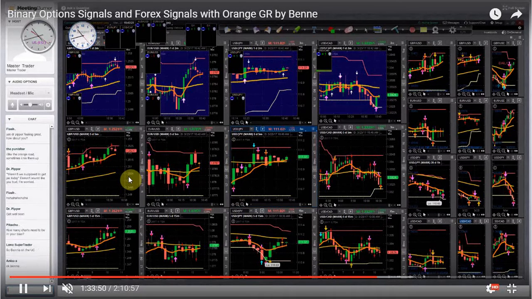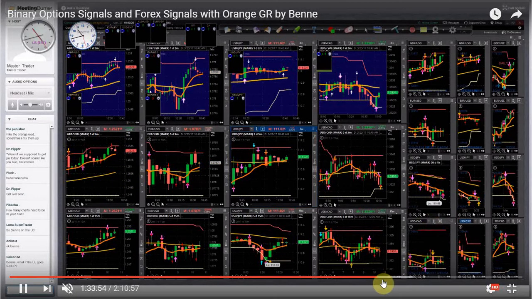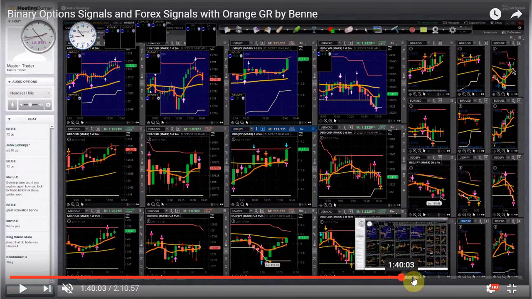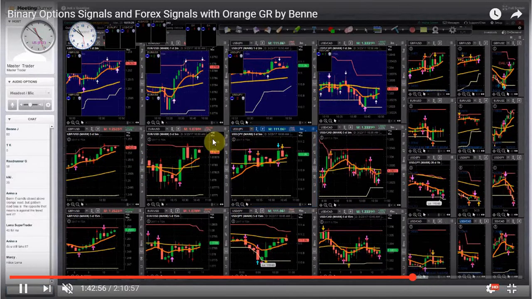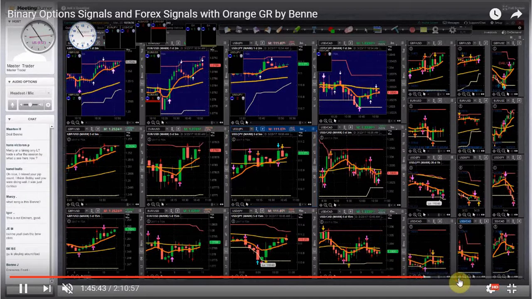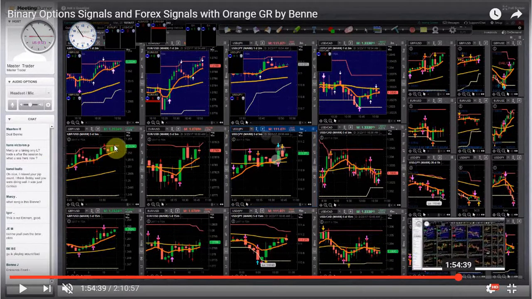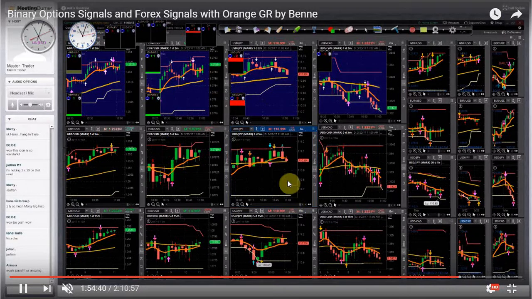Nevertheless, let's just see this GU win. Okay, it appears, and there goes your short. You get it again. Oh, another down trade here.